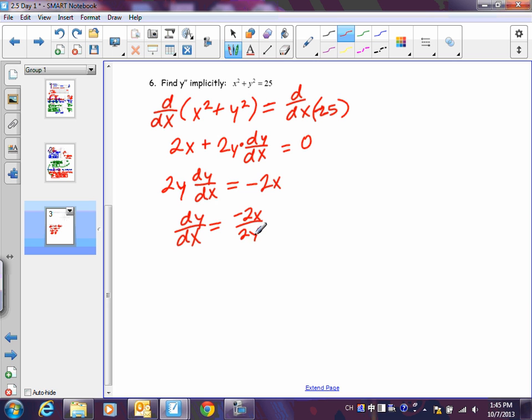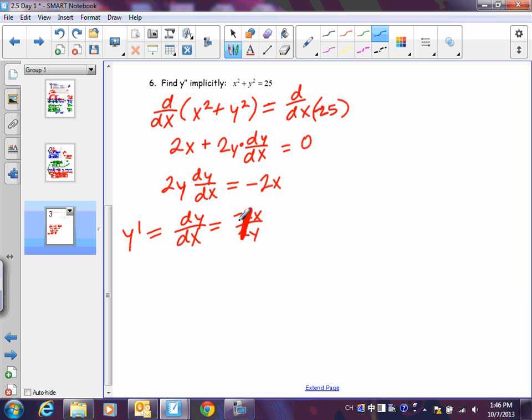So this was a pretty simple problem. There wasn't any factoring I needed to do. And in fact, I could go ahead and cancel out those 2's, although if you didn't, that would be fine because the answer would be the same. This is our first derivative. This would be like y prime.